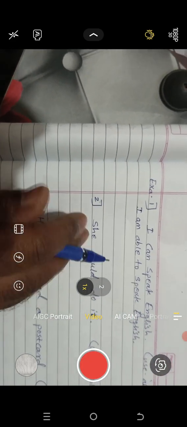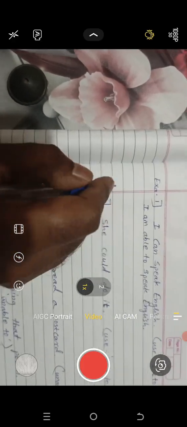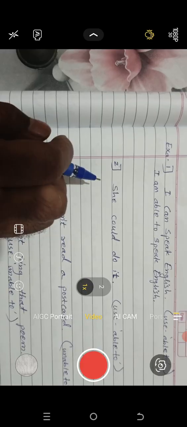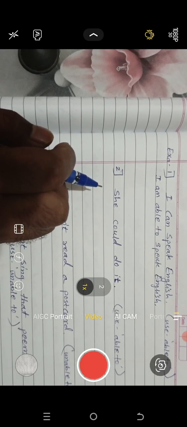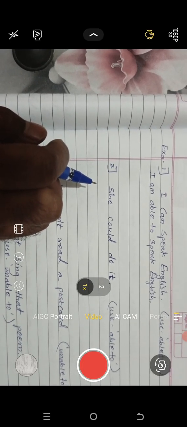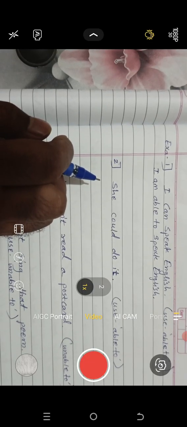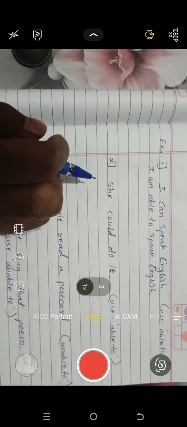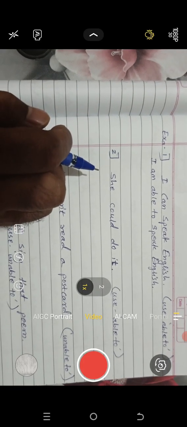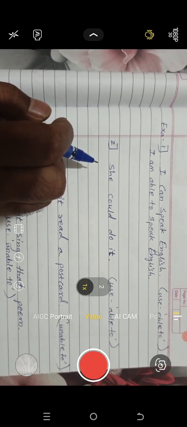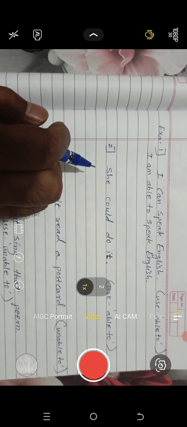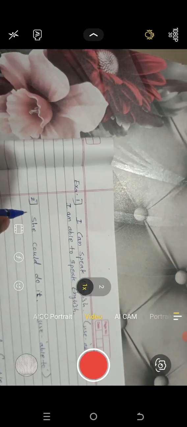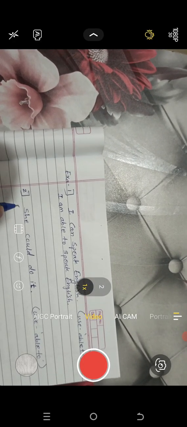Here is another example. She could do it. Here in this sentence came the word could. Could is a past tense form of can, and when could is used in the sentence, then we have to take the to be's past tense form correctly according to the subject, and here the subject is she.